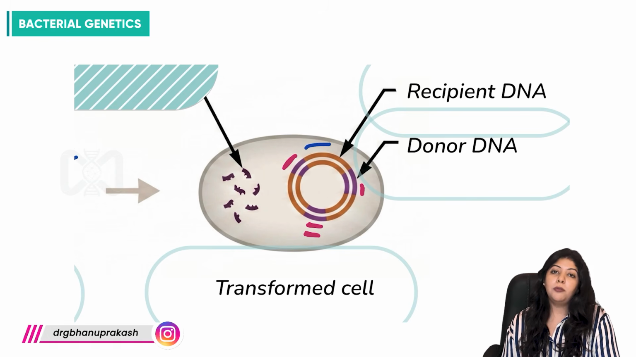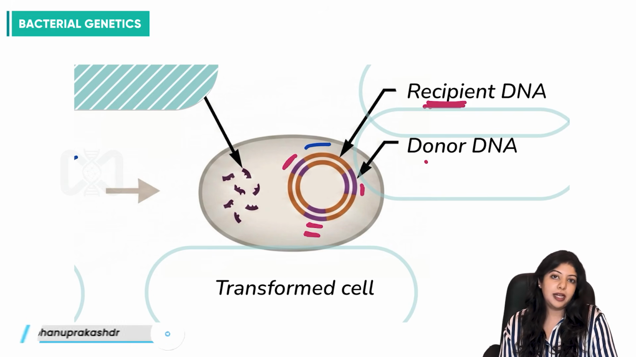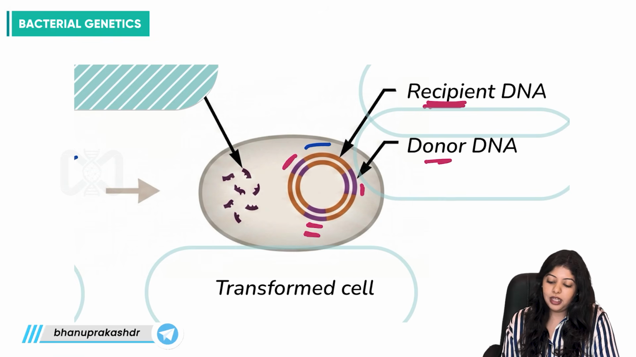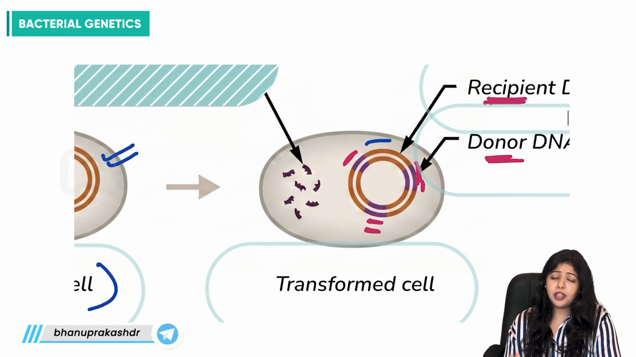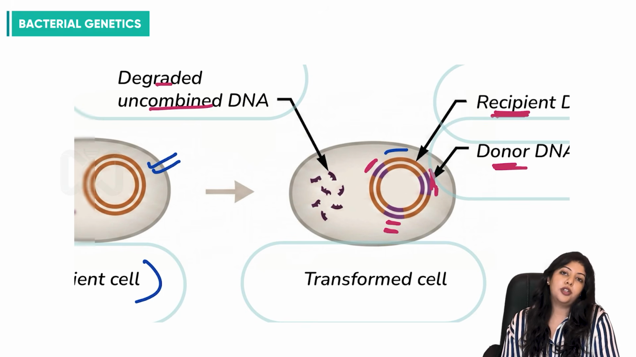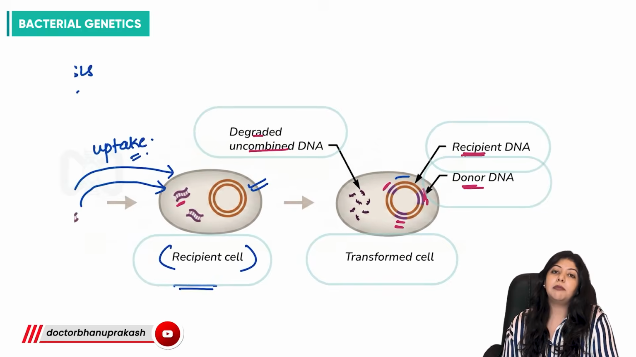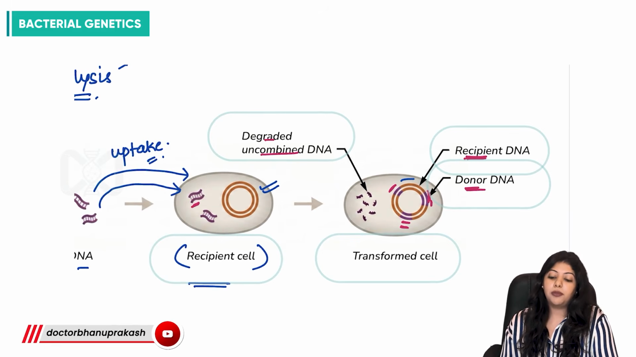So we have two parts in the chromosome. We have the recipient DNA, which was originally present in that bacterium, and then we have the integrated donor DNA as well. The remaining uncombined DNA present inside the bacterial cell is naturally degraded. So this is the mechanism of transformation.